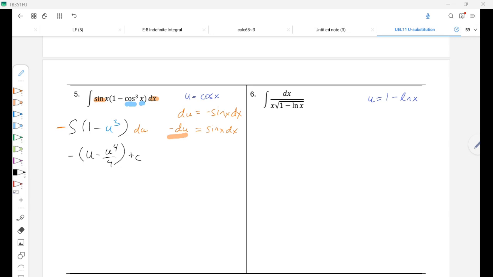And then it's just our job to backfill this with u equals cosine. And whether we want to or not, it doesn't matter. Distribute that negative. I'll distribute the negative. So distributing the negative is going to make the first part negative cosine x.